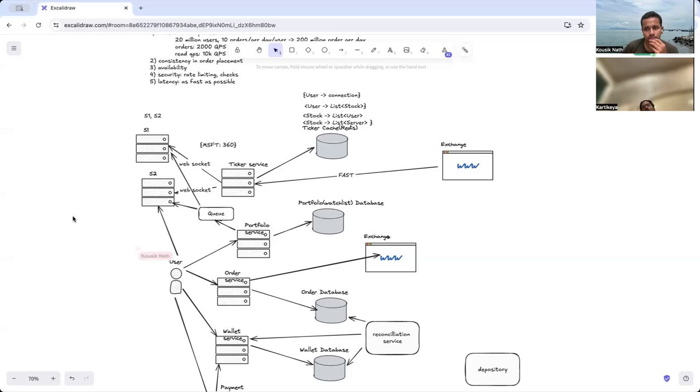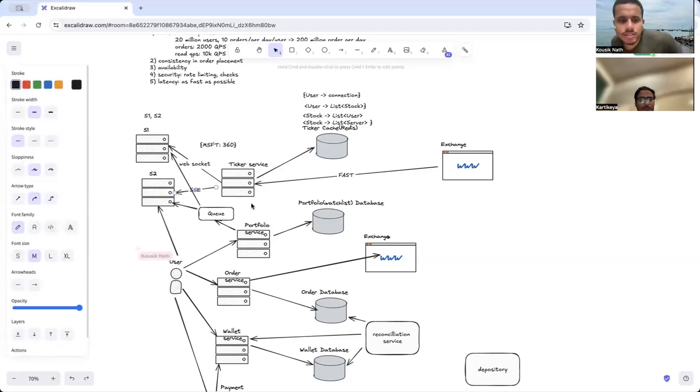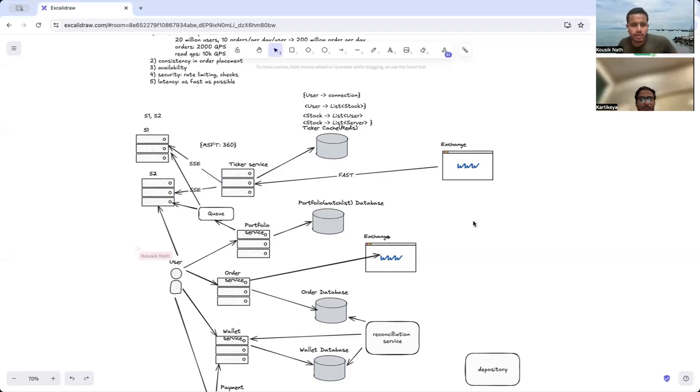Yeah, actually, if we directly update the Redis, then the ticker service has the connections, and through these connections it can basically send that information. We don't need a WebSocket here. So let them be SSE only.